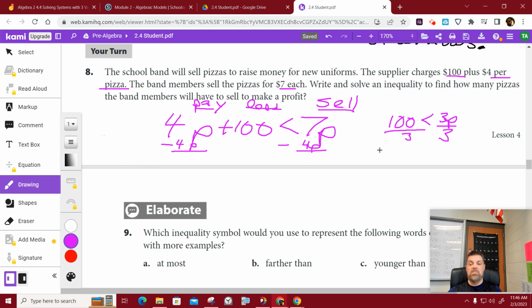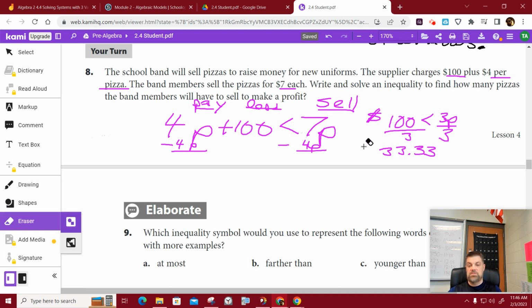Now 100 divided by 3 is 33.33. Now the reason I said that is the 100 represents $100. Right? But actually, no, I'm wrong on that. I had to think that through. The dollars cancel because I'm going to charge $1 here. So it's just 33.33 is less than P.